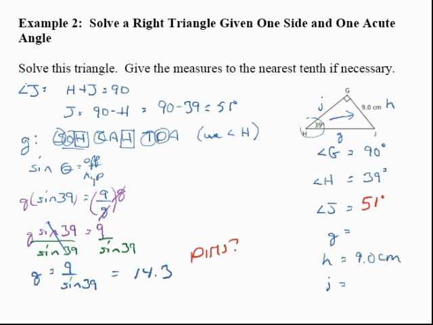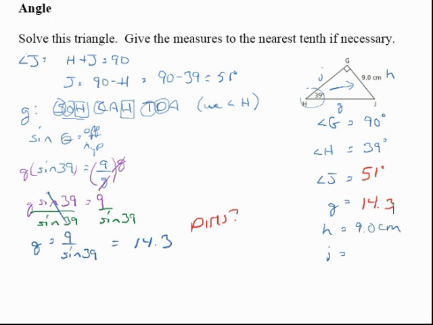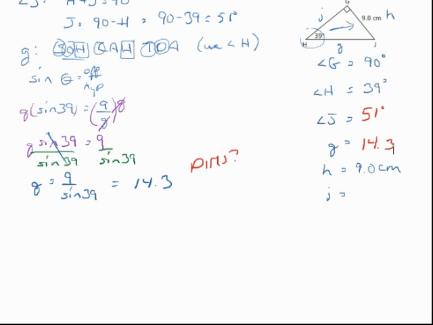Dims, does that make sense? Looking at this, if that's 9, is 14 reasonable? That seems reasonable to me. So put 14.3 for side G. And then we need to figure out side J, because that's what we don't have.